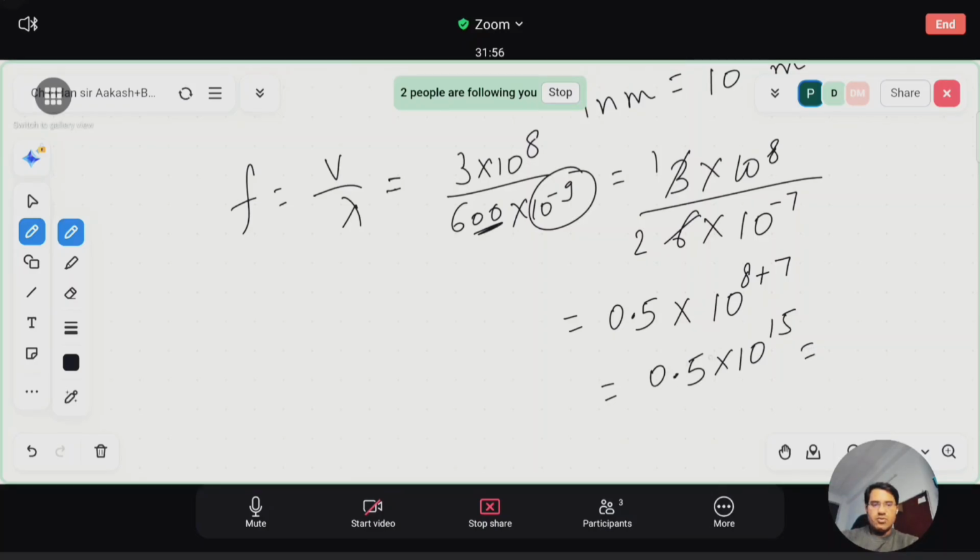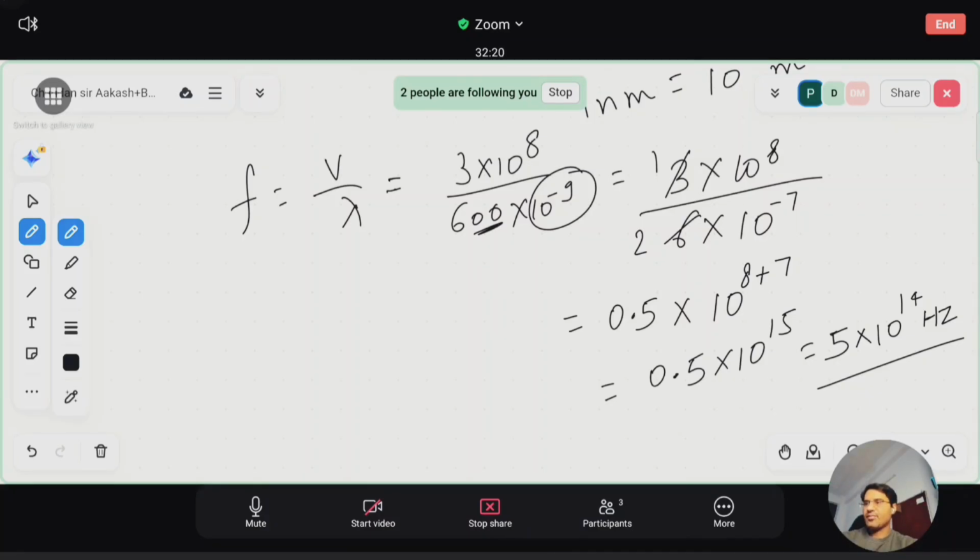and if you want to write it like 5, so one of the powers should be taken as the multiplication. We should write 10 into 10 to the power 14 basically. So 10 into 0.5 becomes 5. So 5 into 10 to the power 14 is the answer. Per second is called hertz, as I told you. Per second means hertz. So this is the frequency.